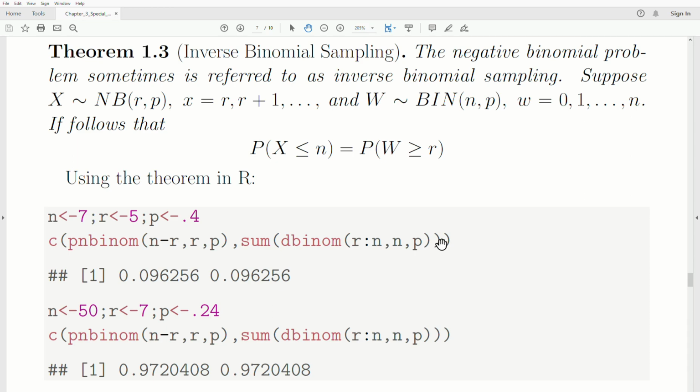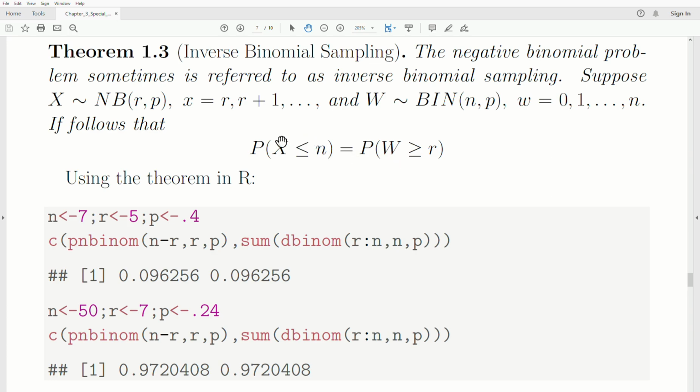Hello, this is a video on inverse binomial sampling, and really it's a relationship between the negative binomial and a binomial random variable. So if we let X equal a negative binomial with parameters r and p, X goes from r to infinity, and we let W be a binomial random variable with parameters n and p, where W goes from 0 to n, then it follows that these two probabilities are equal.